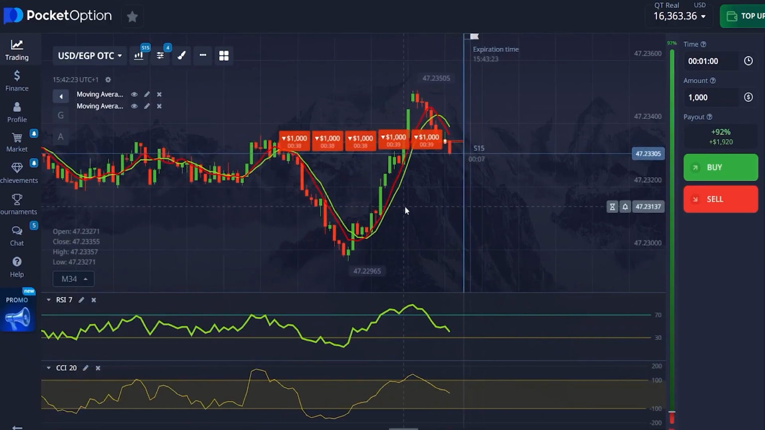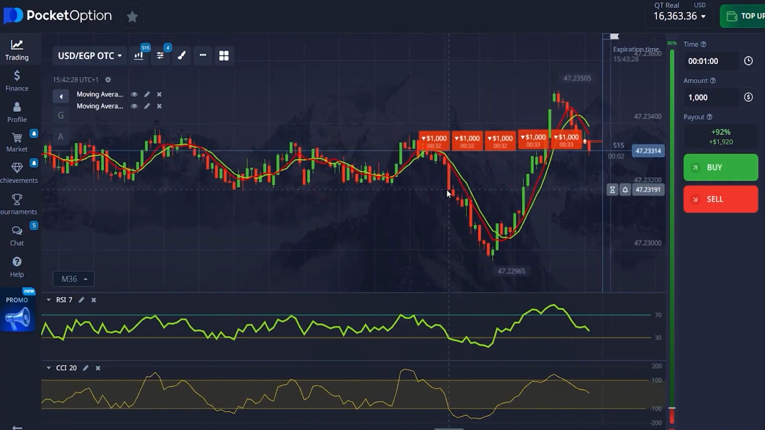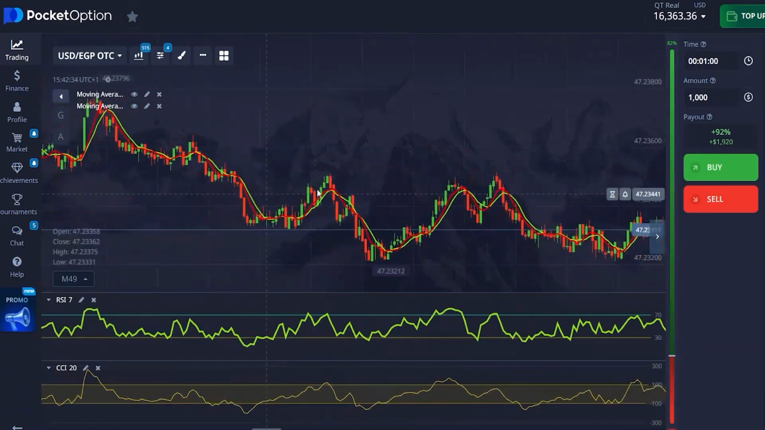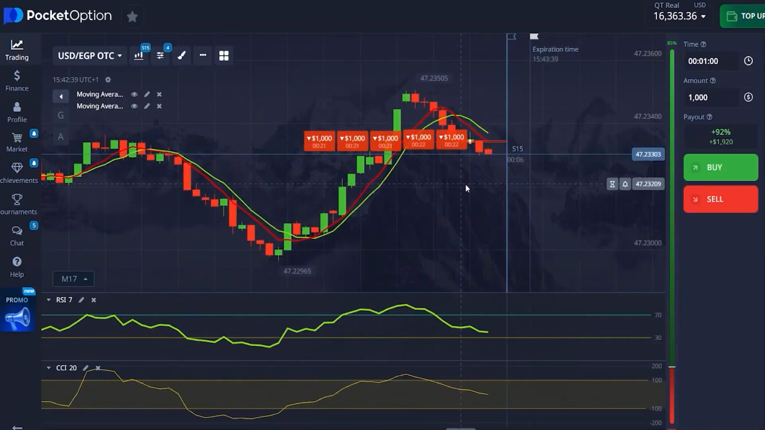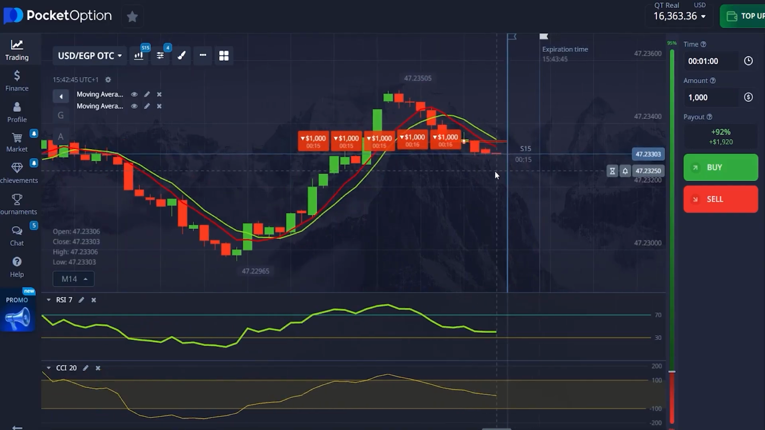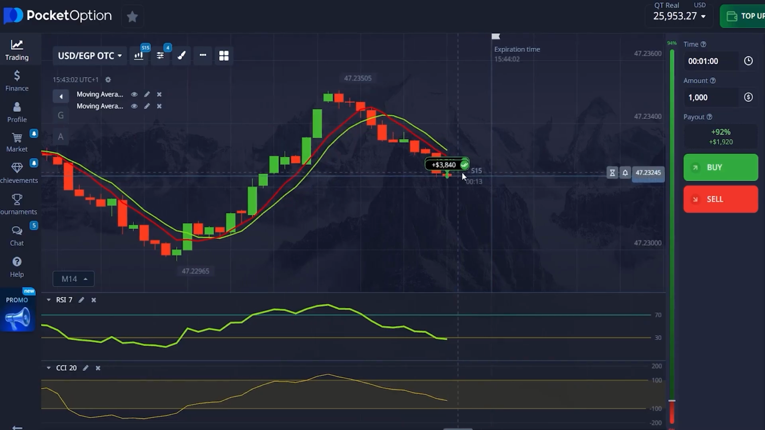So I only make use of this strategy whenever I see a clear reversal in the market. Situation whereby I have a choppy candlestick or a consolidated candlestick or even a ranging market, I don't make use of the strategy. I only use the strategy when I see a clear reversal in the market. So right here I have 16 seconds to go. And right at this point I make another win.